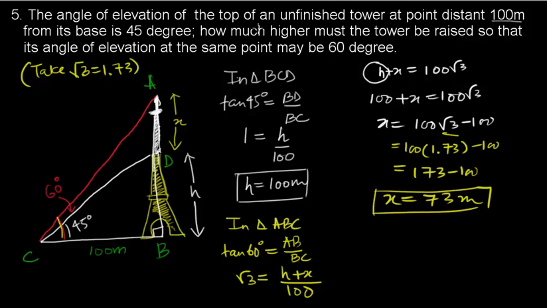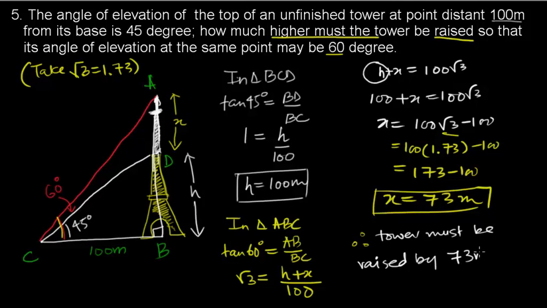So the conclusion: how much higher must the tower be raised so that the angle of elevation becomes 60 degrees from 45 degrees? Therefore the value is 73 meters. In conclusion, the tower must be raised by 73 meters.